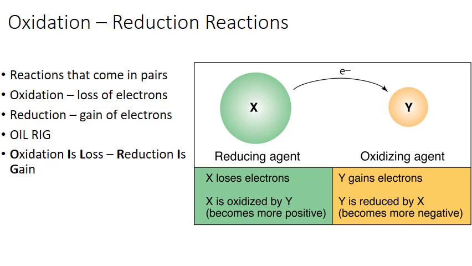A nice little mnemonic, I wish Margaret was here, she's always asking for mnemonics, is OIL RIG. Oxidation is loss, and we're talking about electrons. So oxidation is the loss of electrons, reduction is the gain of electrons.